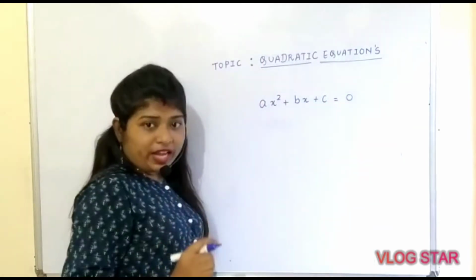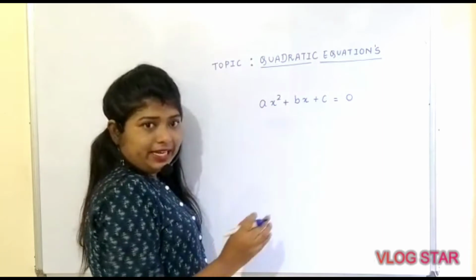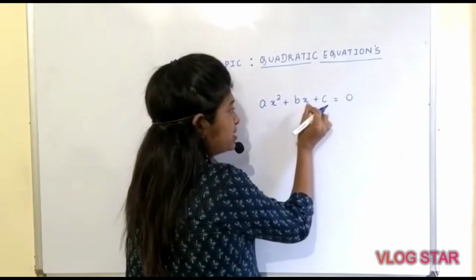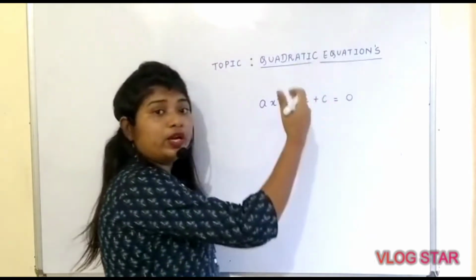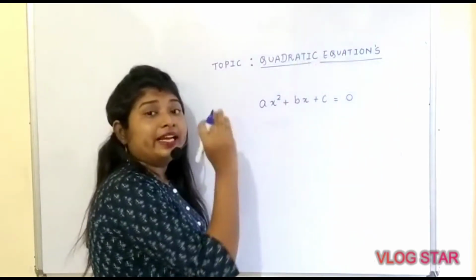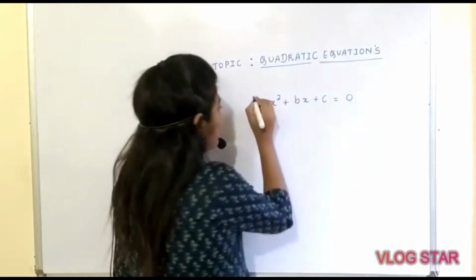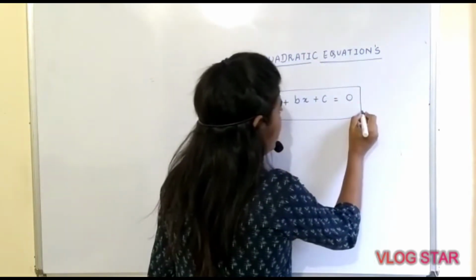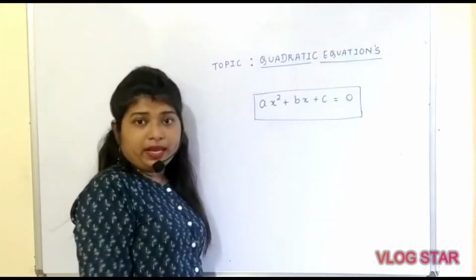If you observe carefully, on the left hand side the terms are what? ax² + bx + c = 0. On the right hand side it should be equal to 0. So this is called the standard equation related to what? Quadratic form. Am I right?